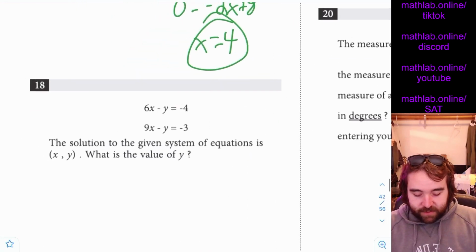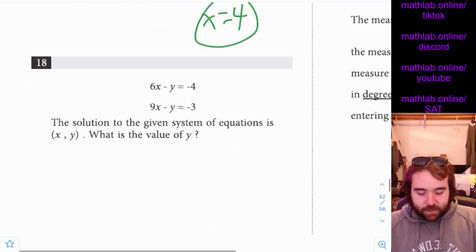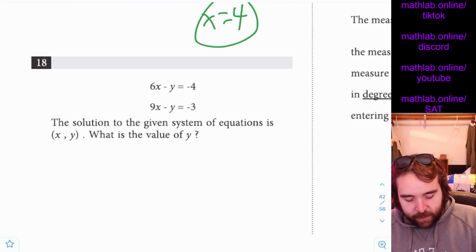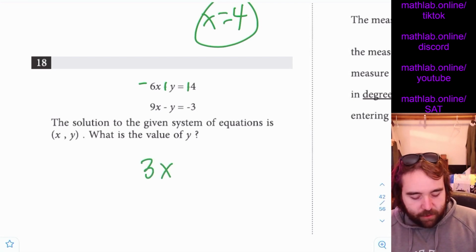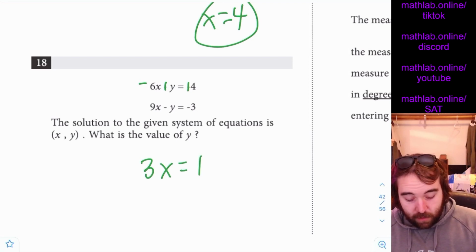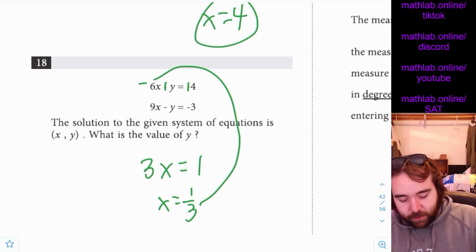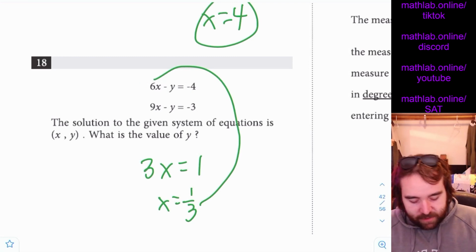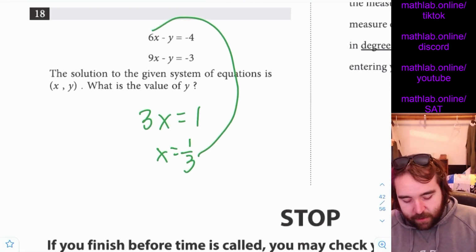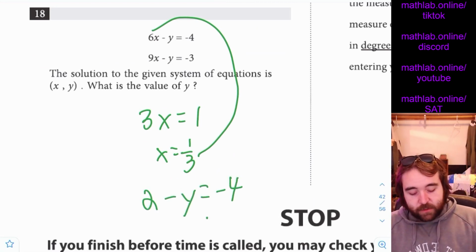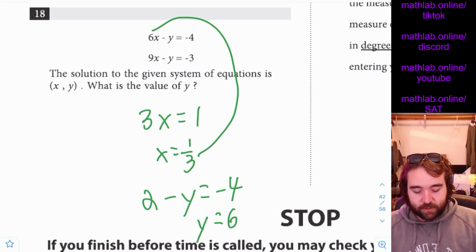We have a system. All right, so they want us to solve for y, but it's going to be a lot easier to solve for x. So I'll just solve for x first. So I multiply by a negative, so now I can simply add them together. So positive 4 minus 3 is 1, so x is 1/3. That's not that bad. We'll just plug that into the original top equation. 6 times a third, that's why it's not bad, is 2 minus y is negative 4. Subtract 2 from both sides, y equals 6.